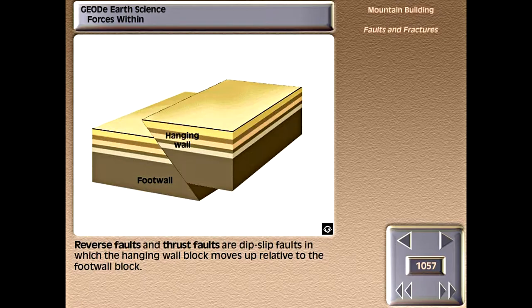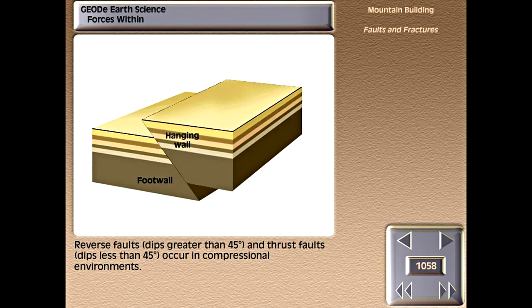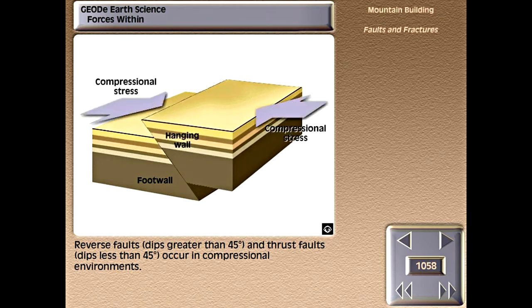Reverse faults and thrust faults are dip-slip faults in which the hanging wall block moves up relative to the footwall block. Reverse faults, dips greater than 45 degrees, and thrust faults, dips less than 45 degrees, occur in compressional environments.